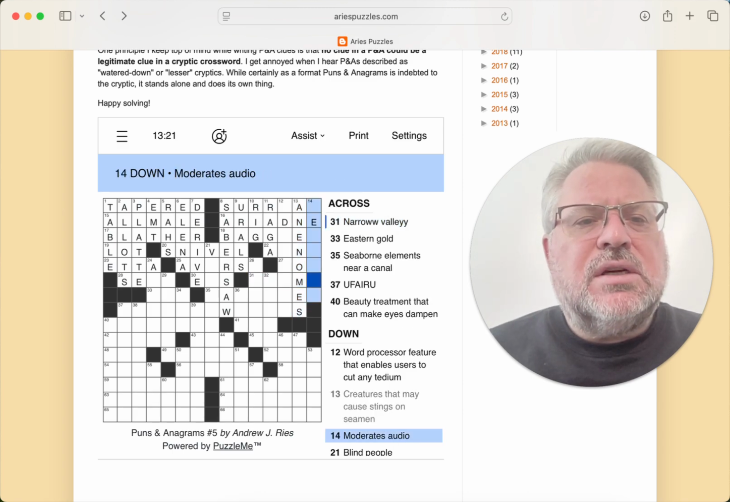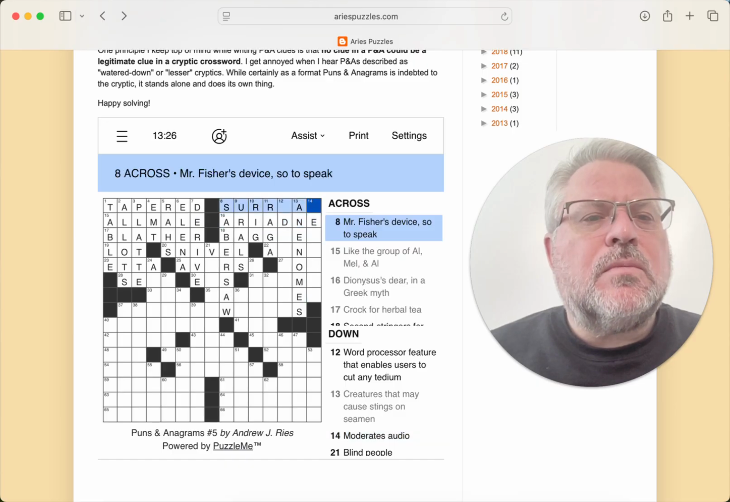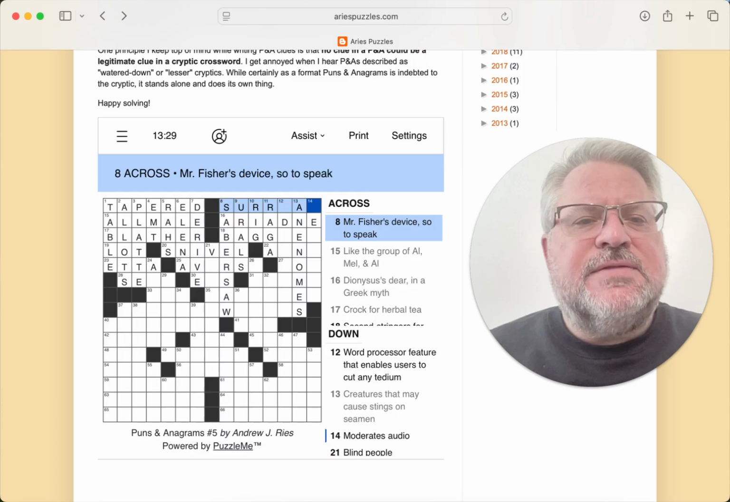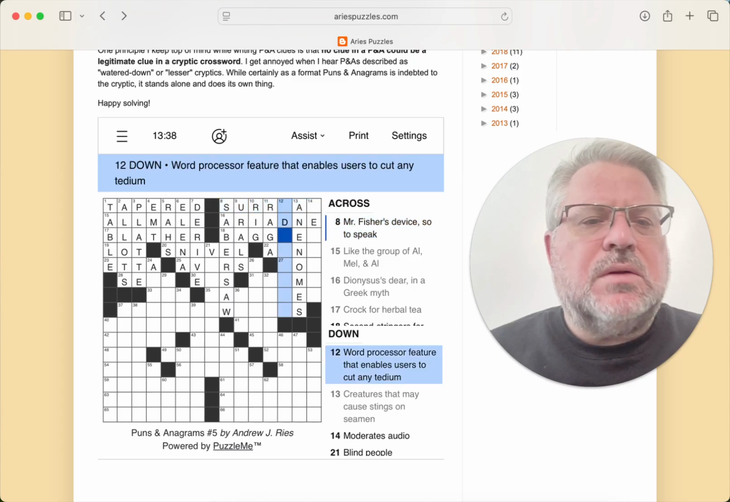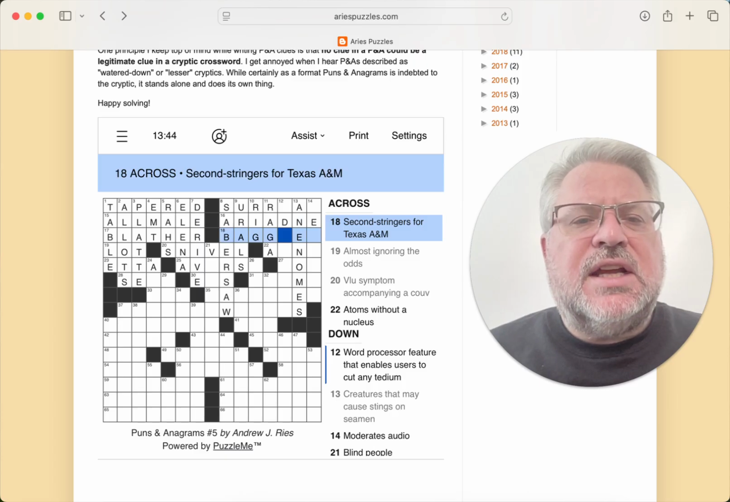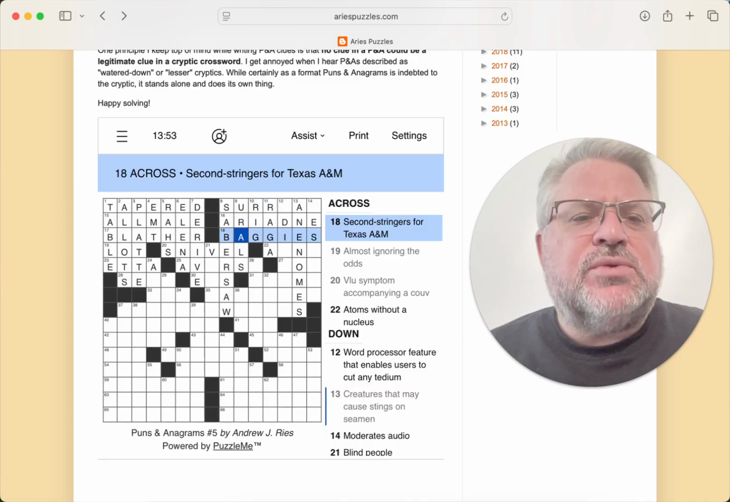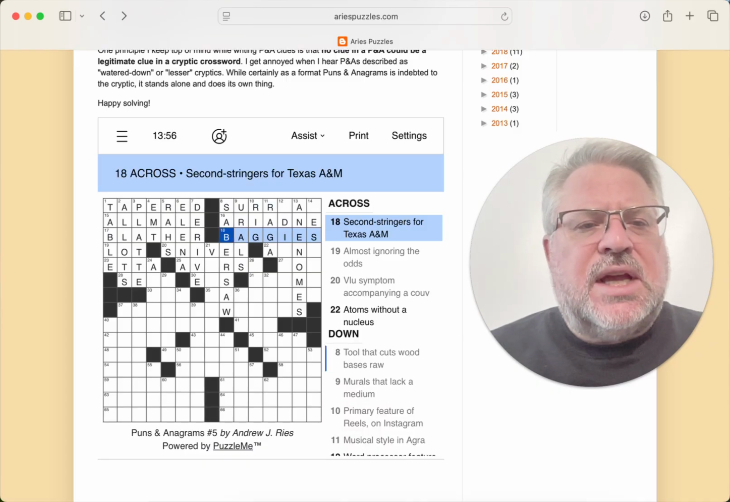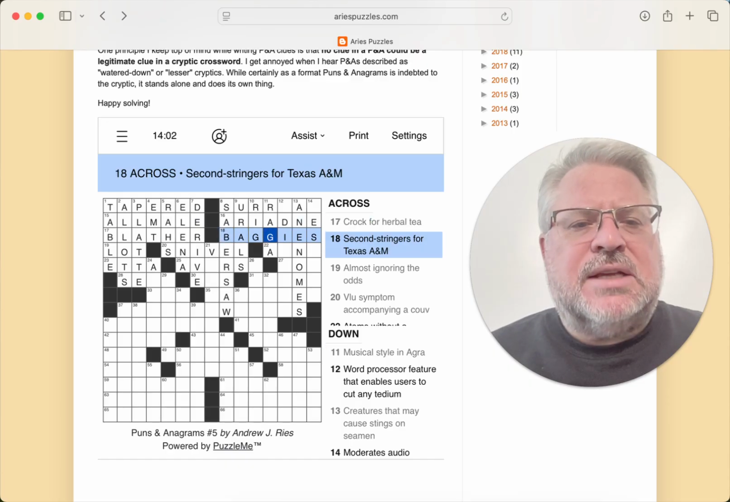14 down, moderates audio. No. Mr. Fisher's device, so to speak. I don't know what that is. Second stringers for Texas A&M. Texas A&M athletes are known as the Aggies. What are we doing to Aggies to get baggies? Oh, second stringers would be the B team. So we take the B from B team, put it in front of the Texas A&M Aggies, and we get baggies. All right.